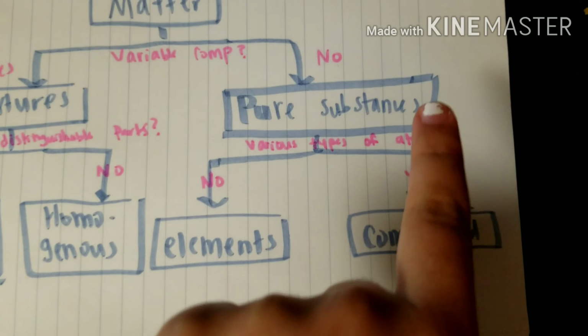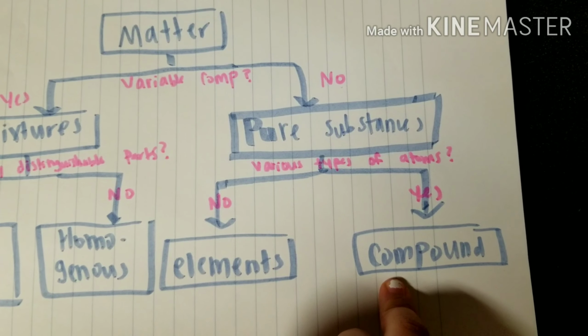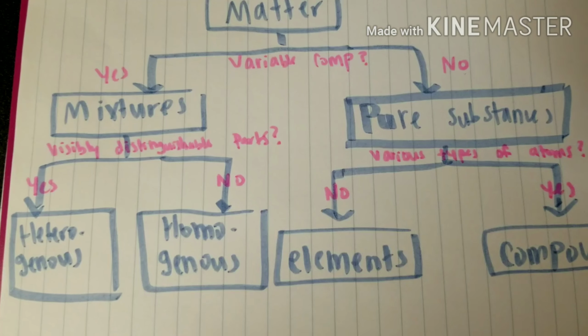So what if there were various types of atoms? That would be a compound, and I'll show you some examples of that now. Examples of compounds, you can find really anywhere in common household objects. You can find a compound in toothpaste. It could be like calcium carbonate or sodium fluoride, stuff like that.